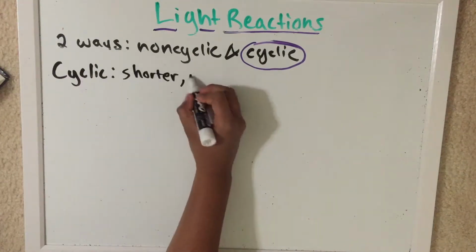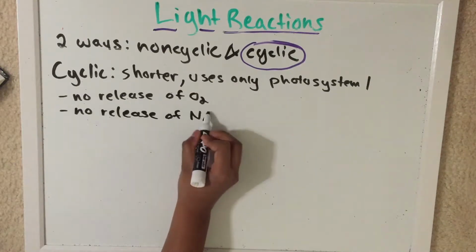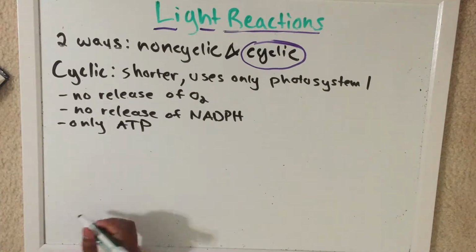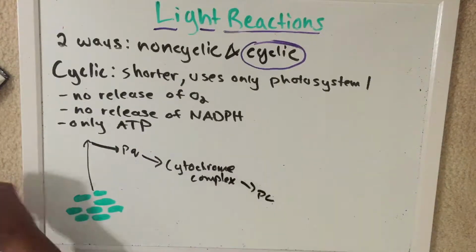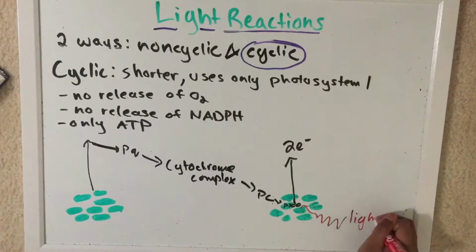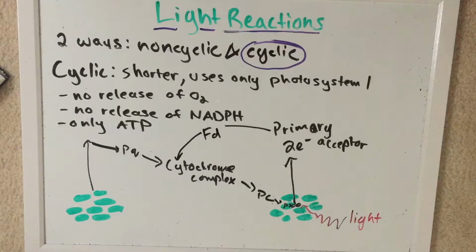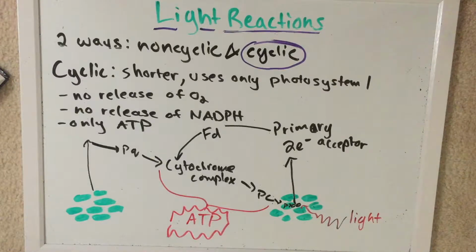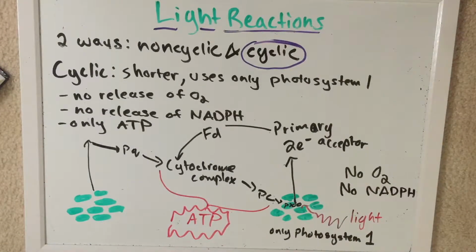During the cyclic electron flow, it is shorter, uses only photosystem 1, doesn't produce oxygen nor NADPH, but only produces ATP. The cell uses a cyclic motion when it doesn't have enough ATP and doesn't need to produce any NADPH. So, in cyclic, only photosystem 1 is used. Light shines, causing the electron to be trapped by the primary acceptor. Instead of traveling along a second transport chain, it travels along a circular chain of proteins. This produces ATP through an exergonic process and is known as cyclic photophosphorylation. And only photosystem 1 is used. Remember, it doesn't produce oxygen or any NADPH.